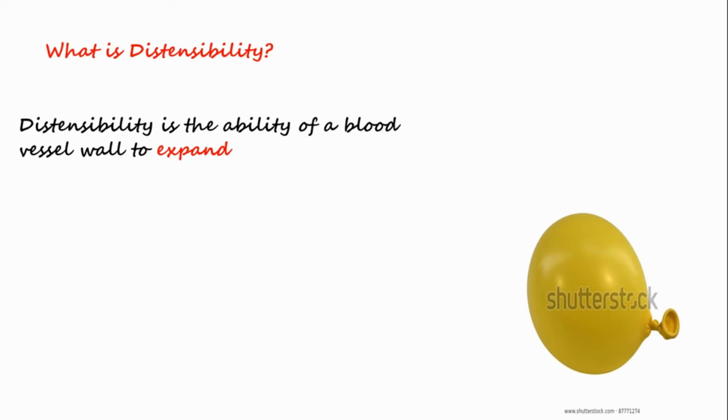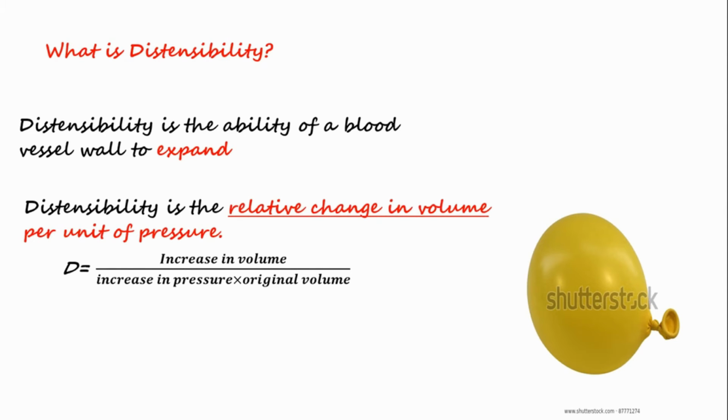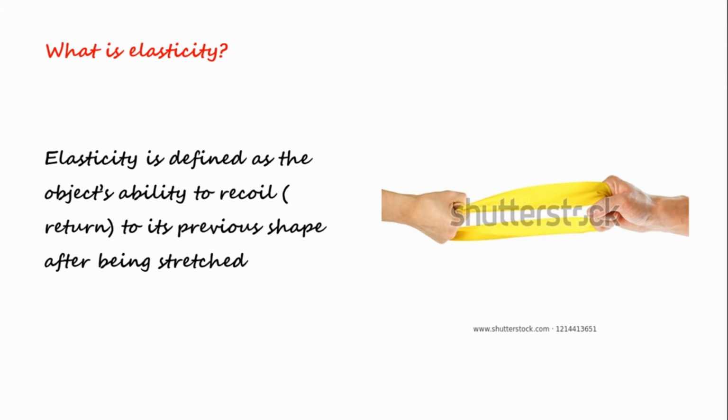What is distensibility? Distensibility is the ability of a blood vessel wall to expand. Distensibility is the relative change in volume per unit of pressure. What is elasticity? Elasticity is defined as the object's ability to recoil, return to its previous shape after being stretched.